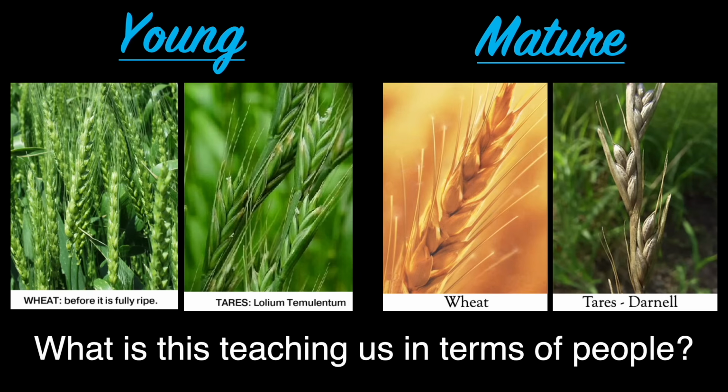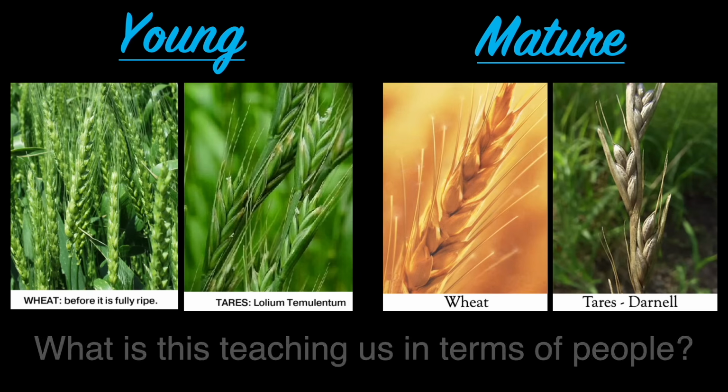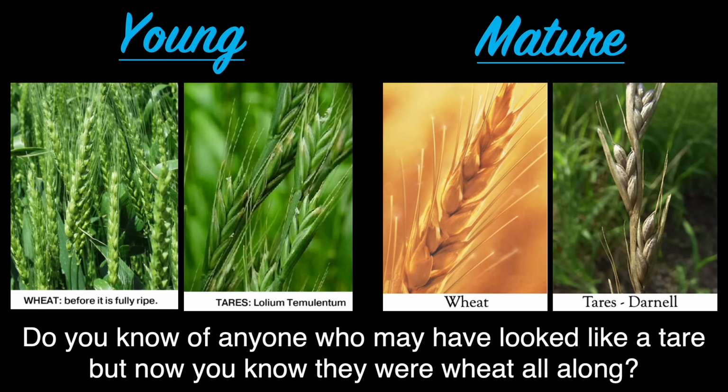Now, do you know of any examples of someone who you may have thought looked like a tare, but now you know that they actually turned out to be wheat? Now, since it's difficult to tell the difference, how are we to go about the work of gathering in the last days? Now look at verse 7. We go out looking for the wheat first. We gather the wheat to be bundled and saved, not going out looking for the tares to be burned.